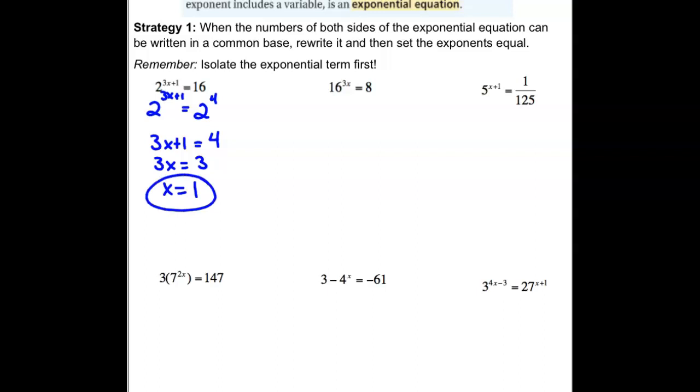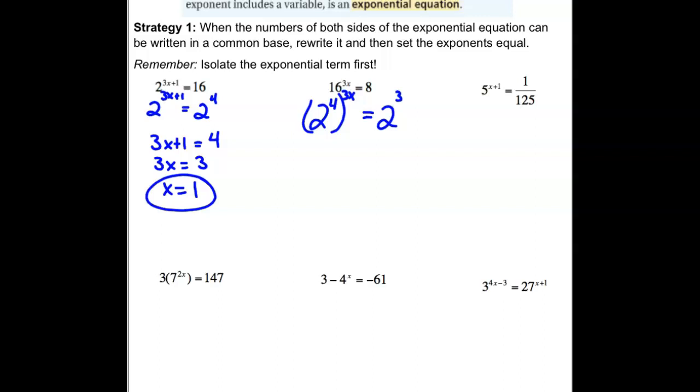All right, for the second one here, now 16 cannot be written as a power of 8. However, they both could be converted into powers of 2. So 16 is 2 to the 4th power. It is still being raised to a 3x power. On the other side, 8 is the same as 2 to the 3rd power. So again, we're using a 2 for our common base. Then we set our powers equal.